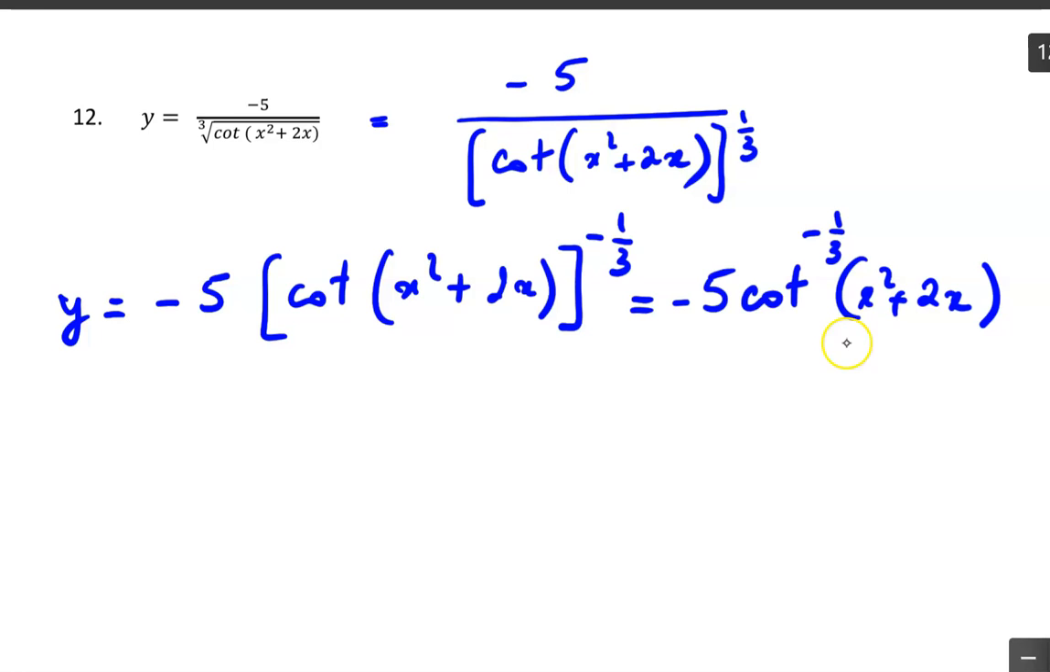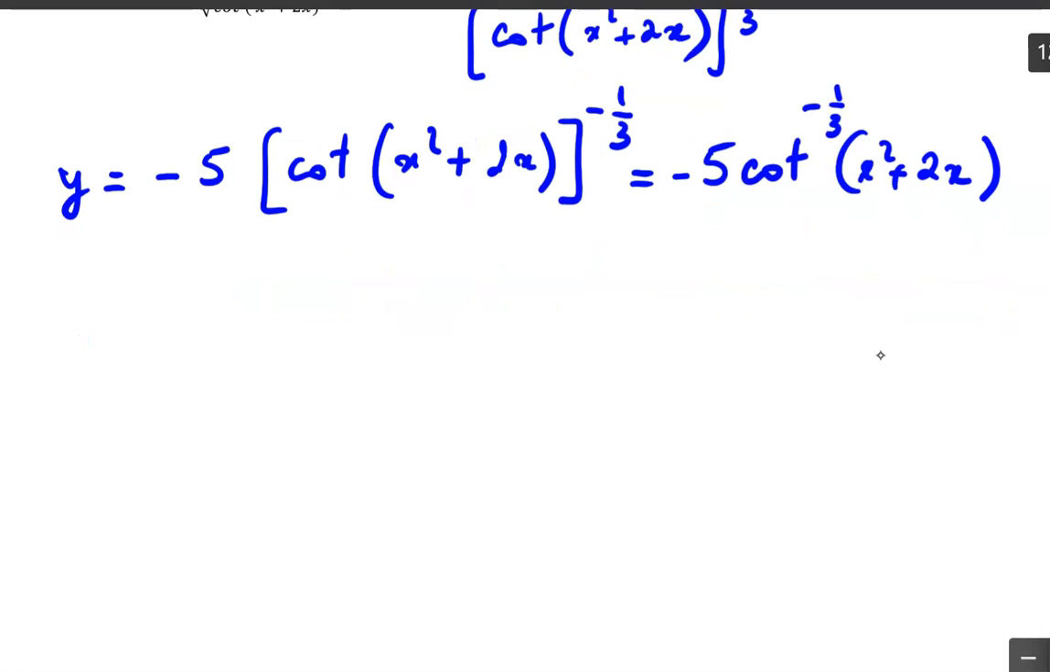Step number 2 is to take the derivative of cotangent. Don't forget, it's just the straight derivative of cotangent. You don't have to worry about the negative 1/3 and negative 5 anymore. And then the very last step is to multiply by the derivative of the argument. So for my next step, I will write dy over dx now, because I'm going to differentiate.